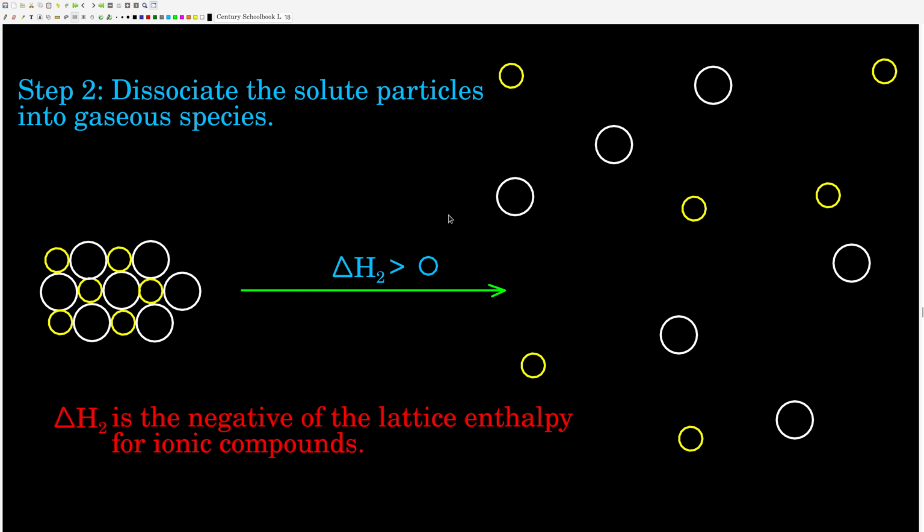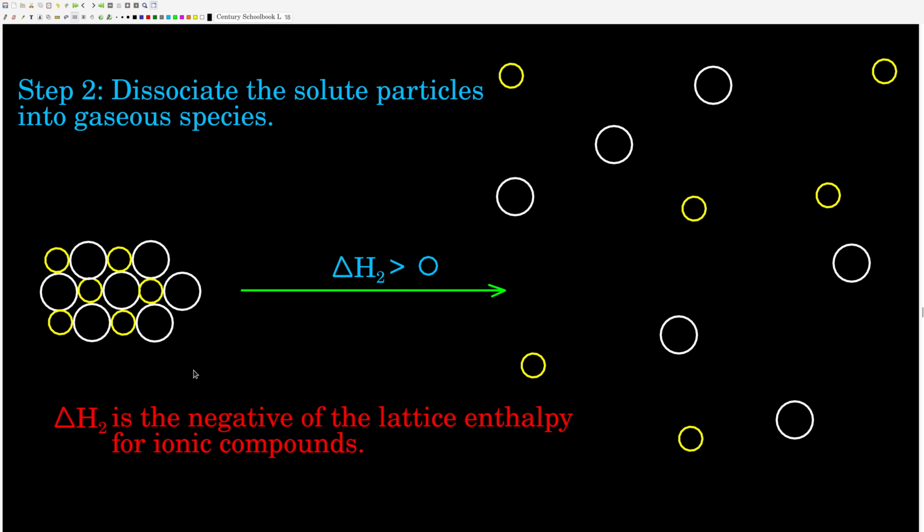Step 2, we're going to take the solute and dissociate it into gaseous species. For our example, we're going to use an ionic compound, let's say sodium chloride. So we're going to take solid sodium chloride and dissociate it into gaseous sodium ions and chloride ions. This is the exact opposite of the definition of lattice enthalpy. If you remember back in Chem 101 when we talked about the Born-Haber cycle, we defined the lattice enthalpy of an ionic compound as the change in enthalpy for the process of taking the gaseous ions and combining them to form the solid ionic compound.